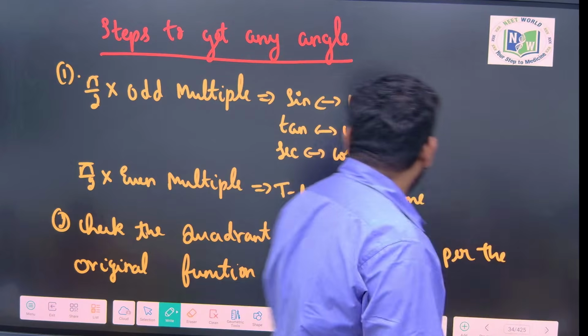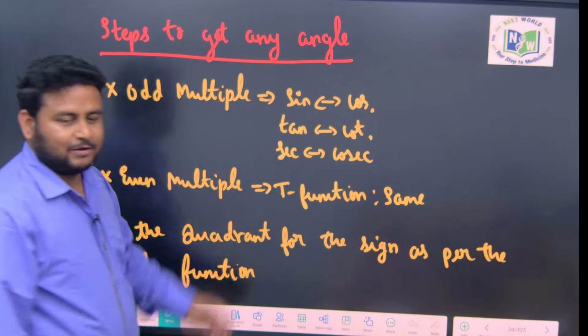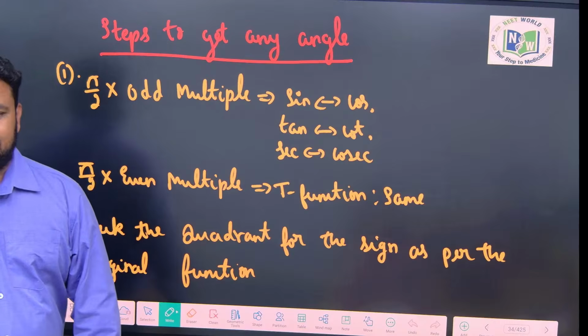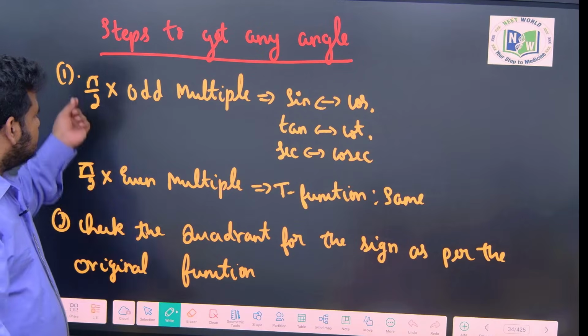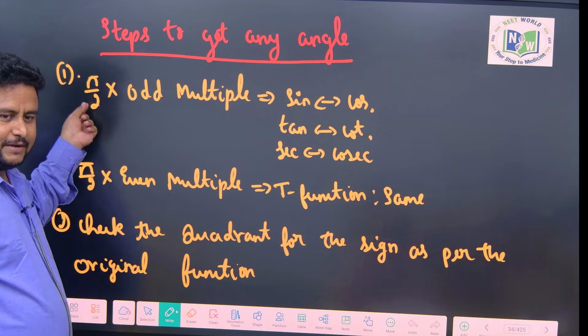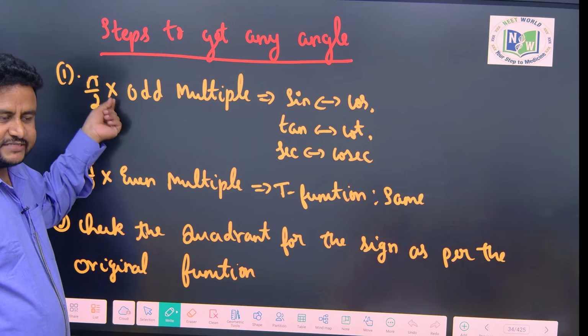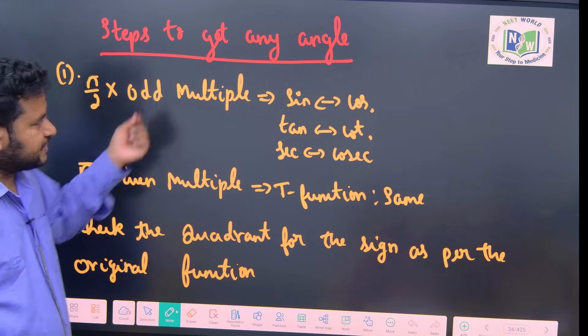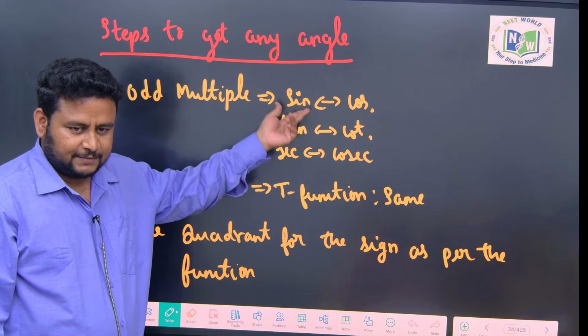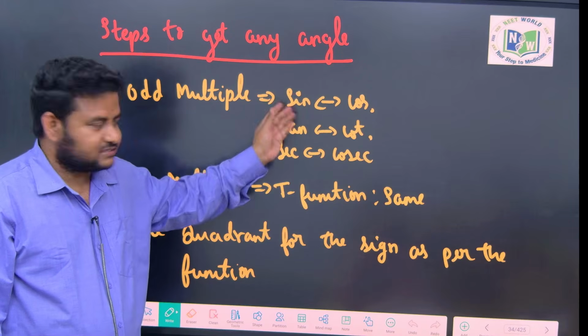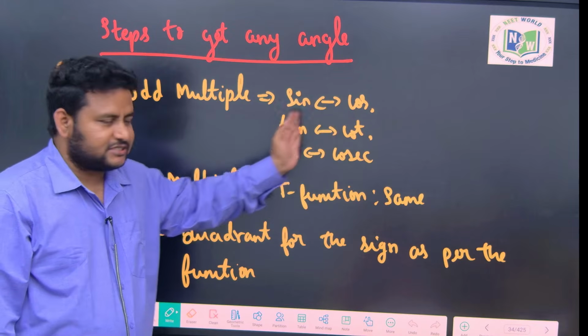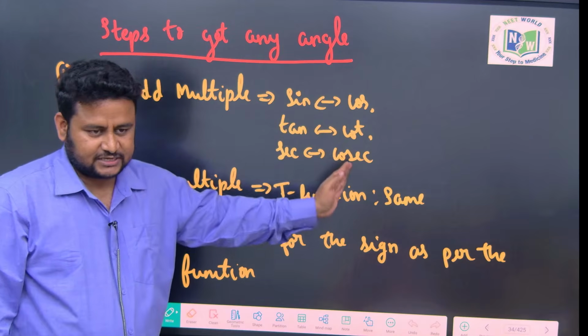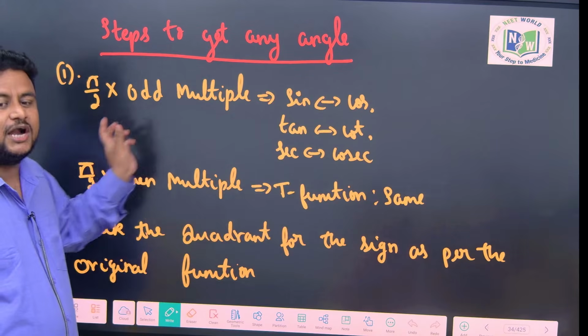When we talk about pi by 2 into an odd multiple, odd means 1, 3, 5, 7, like that. So 1 pi by 2, 3 pi by 2, 5 pi by 2, 7 pi by 2: for any of these, sin will change to cos, tan will change to cot, secant will change to cosecant. This is for pi by 2 into an odd multiple.